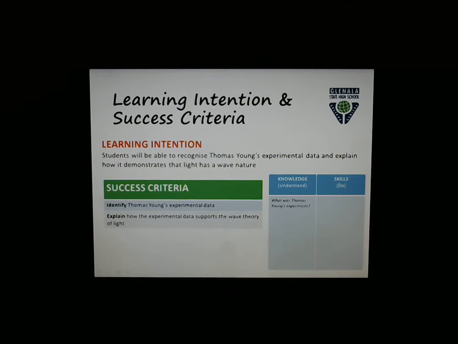So in terms of knowledge, well, what was Thomas Young's experiment? If we don't know what it is, pretty hard to recognise it. How does the data support the wave theory of light? That's a pretty critical part there. And so you should ask yourself, can I recognise it?